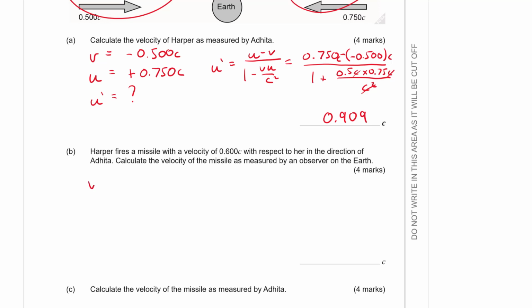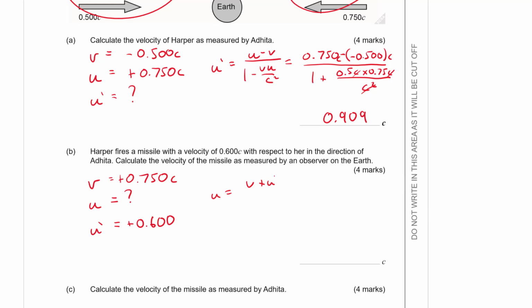So V in this case is going to be Harper, because Harper's observing the missile, and Harper is moving the same again at positive 0.750 c. And U, which is the missile: we don't know what the missile is according to the observer on Earth, but we know what the missile is traveling at according to Harper, and we know that it's in the same direction, at 0.600. So again, we apply it using the relevant formula.